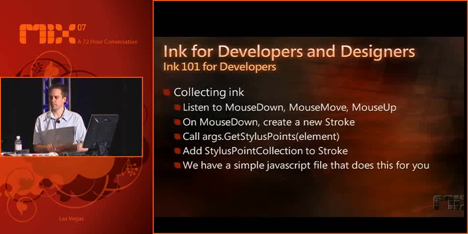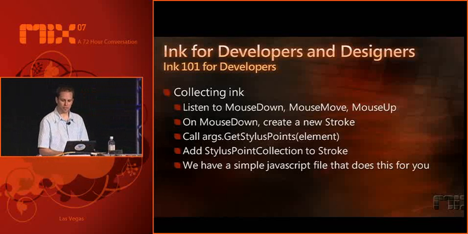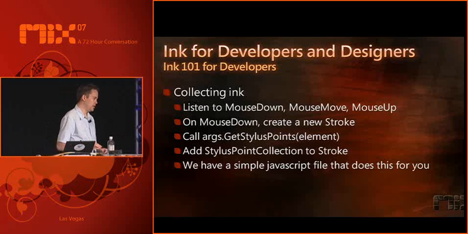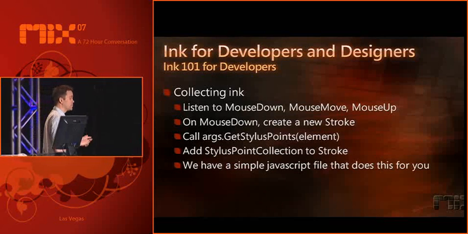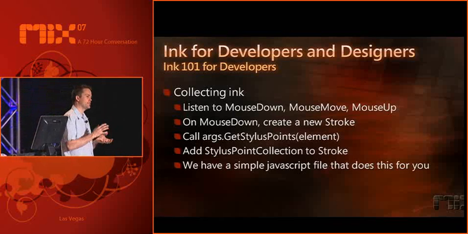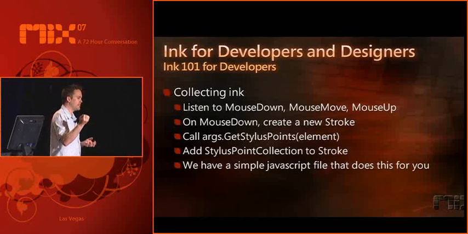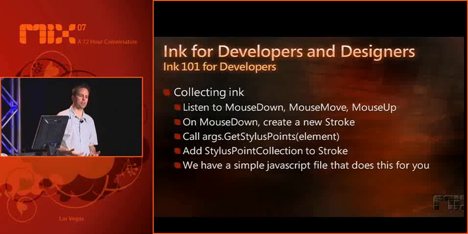All right, so let's get to some code. So, collecting ink. I'm going to show you all this slowly, but I'll go over this first. The main strategy for collecting ink is to listen to mouse down, mouse move, and mouse up. Each one of those events has a mouse event arg, and that event arg that gets passed in has a method on it called getStylusPoints.